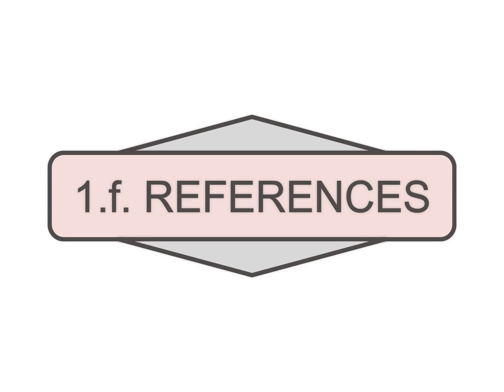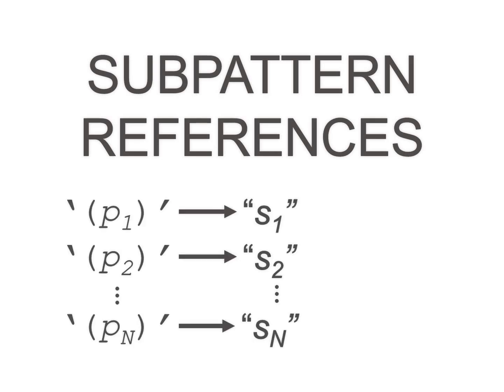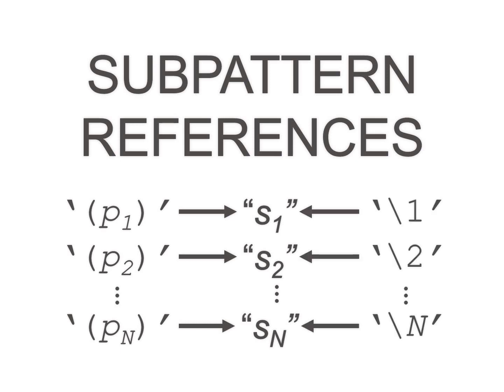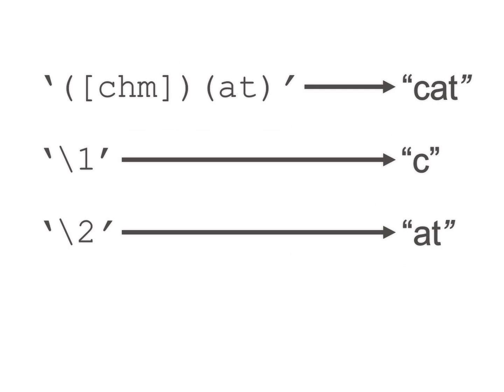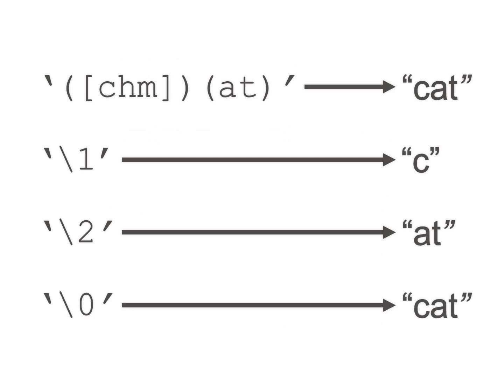Subpattern references. The last major part of the syntax to cover is subpattern references. Any substring S1 through Sn matched by a parenthesized subpattern P1 through Pn in any one pattern can be referred to by using \1 through \n, where the subpattern is numbered in order from left to right as they're stated in the pattern. Matching, for example, this pattern to cat, we could use the reference \1 to refer to C and \2 to refer to @. The entire pattern can always be matched by \0.